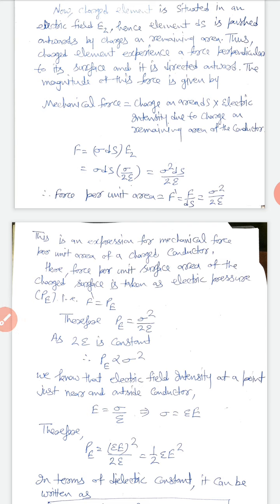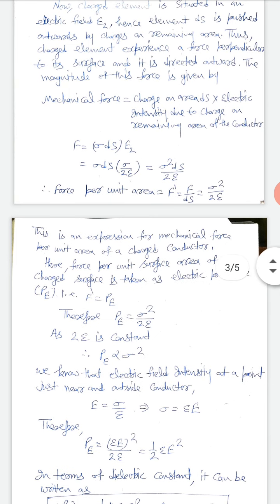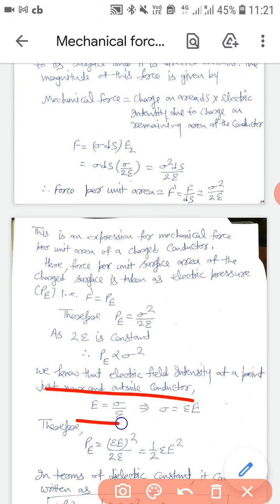And also as we know, the electric field intensity at a point just near and outside the conductor will be sigma by epsilon. Now substitute sigma with epsilon E, so this PE will become epsilon E square by 2 epsilon, or that will become 1 by 2 epsilon E square, where epsilon is the permittivity and E is the electric field intensity at that point.